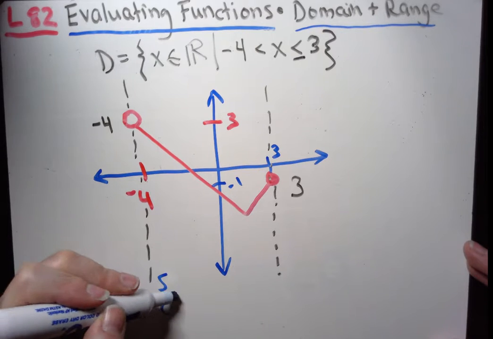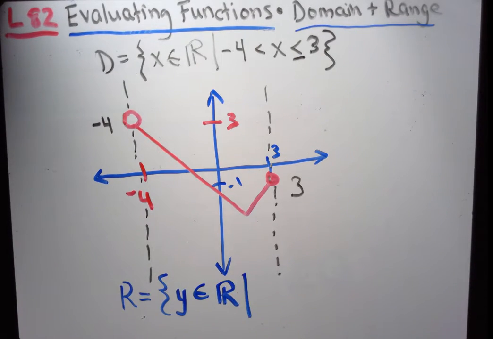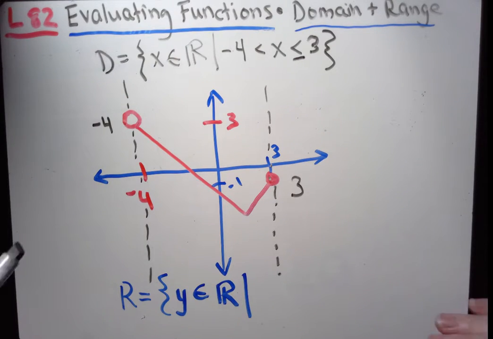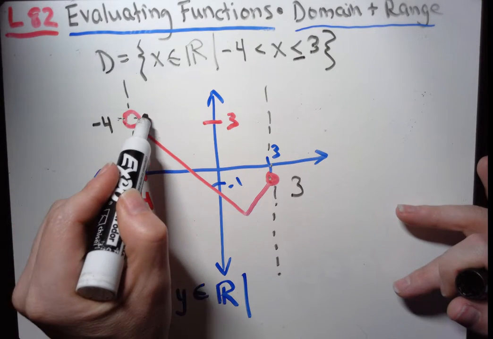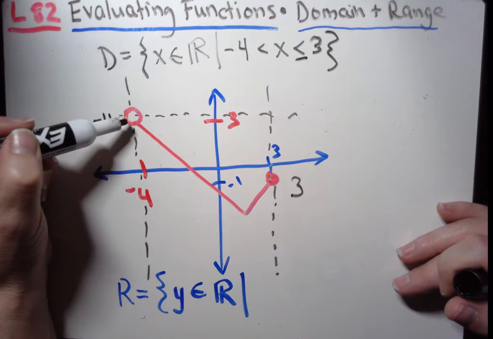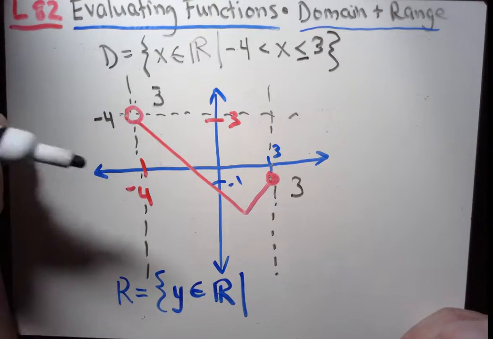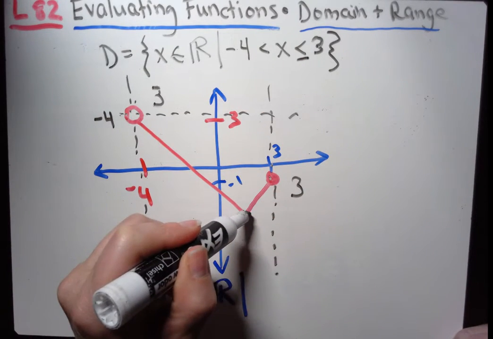The range is also going to be written the same way. It's going to say y is a real number such that. So now I'm going to look at the top and the bottom of the function. If I look at the highest possible y value on the graph, it's going to be right here. And the y value of that is 3.